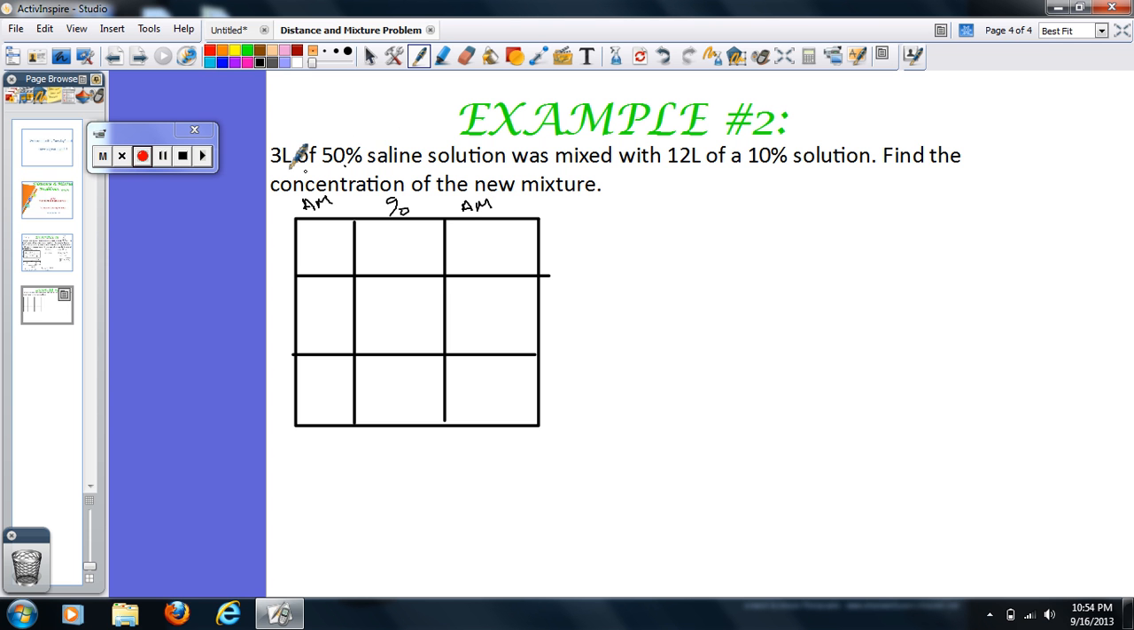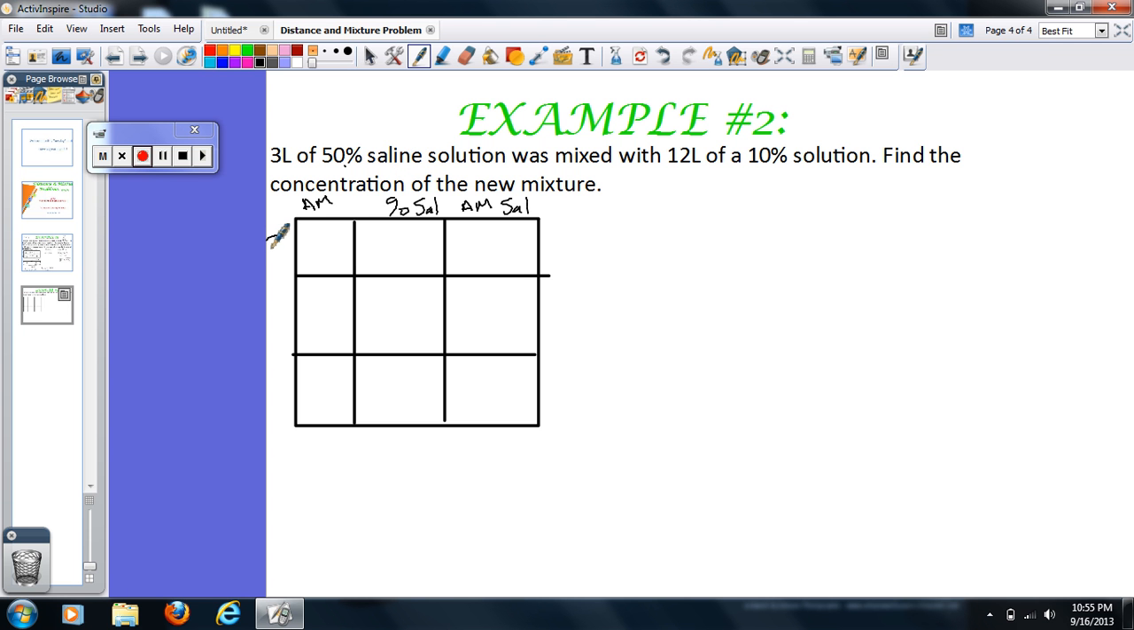So for example, let's read the problem first. We have 3 liters of 50% saline solution. This is going to be the percent saline, and this is going to be the amount of saline. If you have 3 liters and it's 50% saline, then 1.5 liters is saline, and the other 1.5 is some other liquid like water. The first column is the total amount of the solution, this is the percentage of whatever you're dealing with, and this is the amount of that same item.